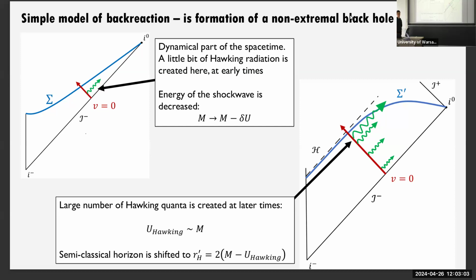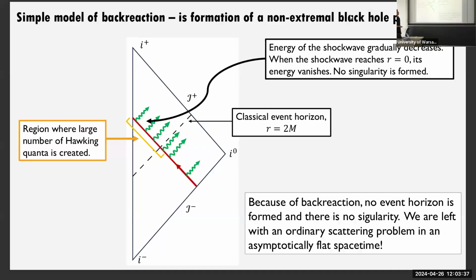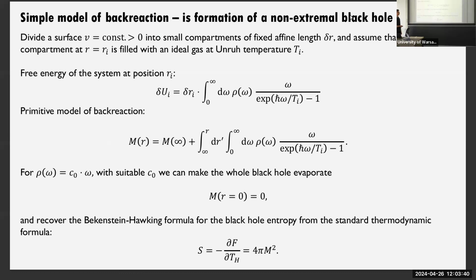So yeah, this is a schematic picture. Just some tiny energy will be subtracted here, but observationally we won't see that at all. And then we don't have any singularity, horizon or anything, just space. And I can also adjust some parameters here to reproduce the formula for Bekenstein-Hawking entropy, so that everything agrees.